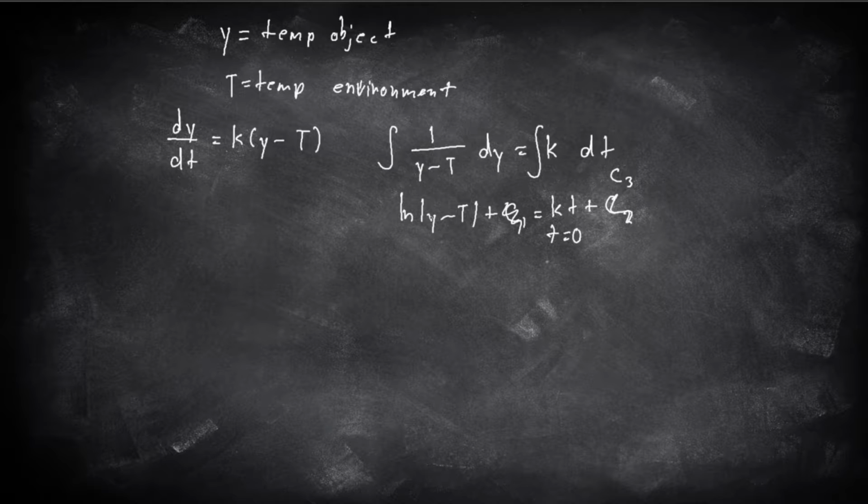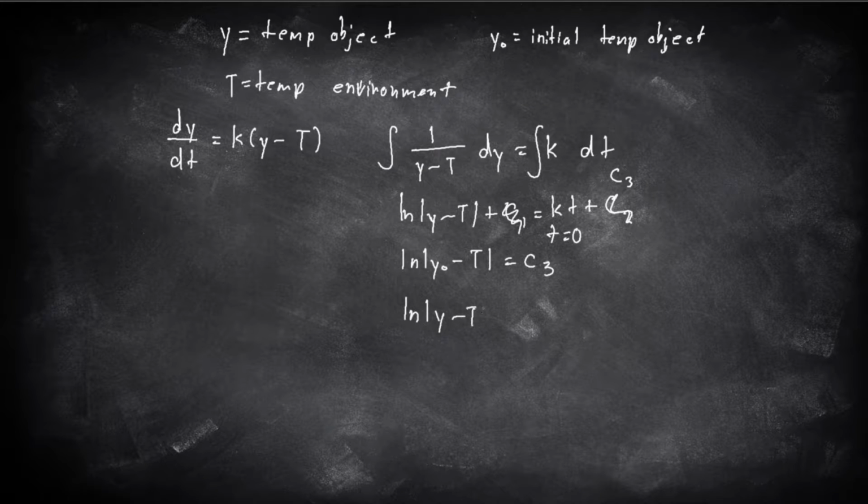So when t equals 0, we're looking for the initial temperature of the object. We write that as y naught. So that would be, natural log of y naught minus T is equal to c sub 3. So we could substitute that back into our equation instead of using c sub 3. So natural log of y minus T is equal to kt plus natural log of y naught minus T.